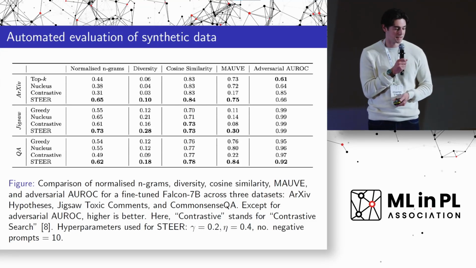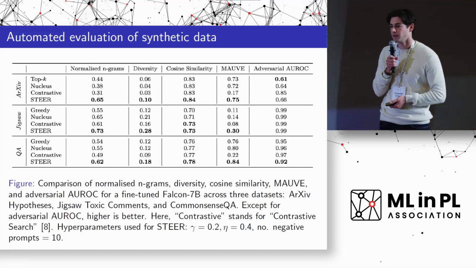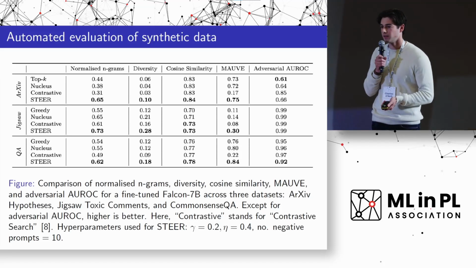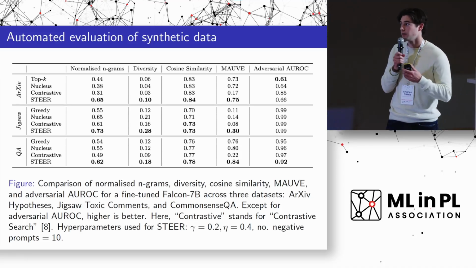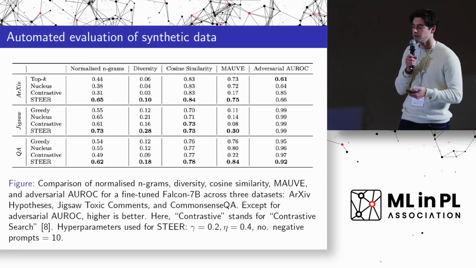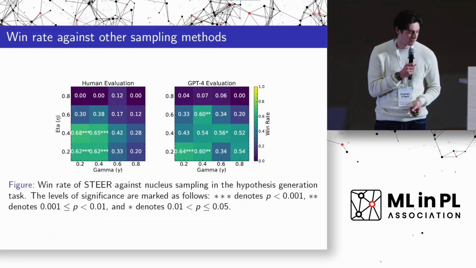As we can see, in almost every single category across all data sets, STEER outperforms the other state-of-the-art sampling methods after we've hyperparameter tuned everything. The important point to emphasize here is that these other sampling methods are also using the fine-tuned model, so it's a completely fair comparison. The only difference is how we're reshaping that logit distribution at inference time.